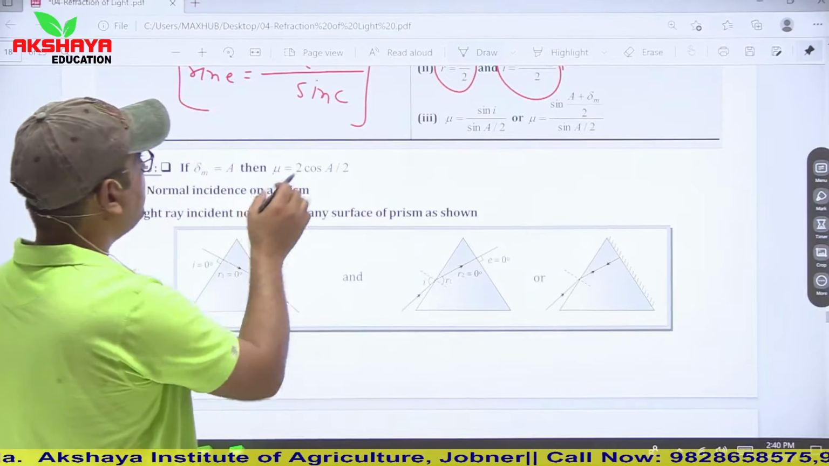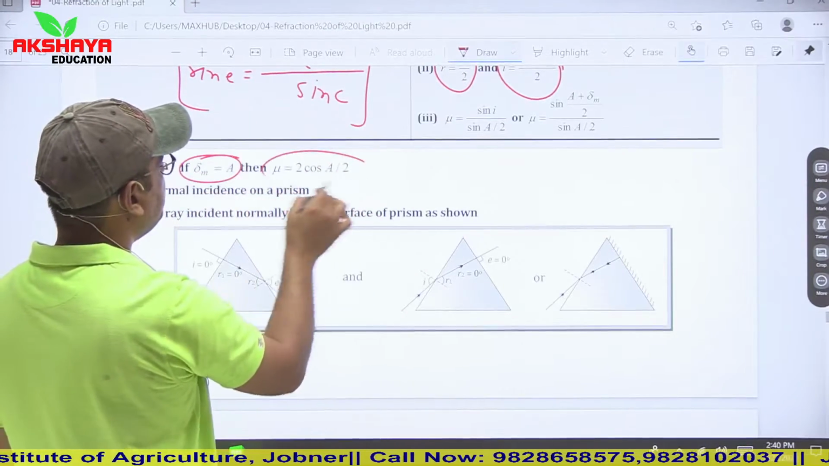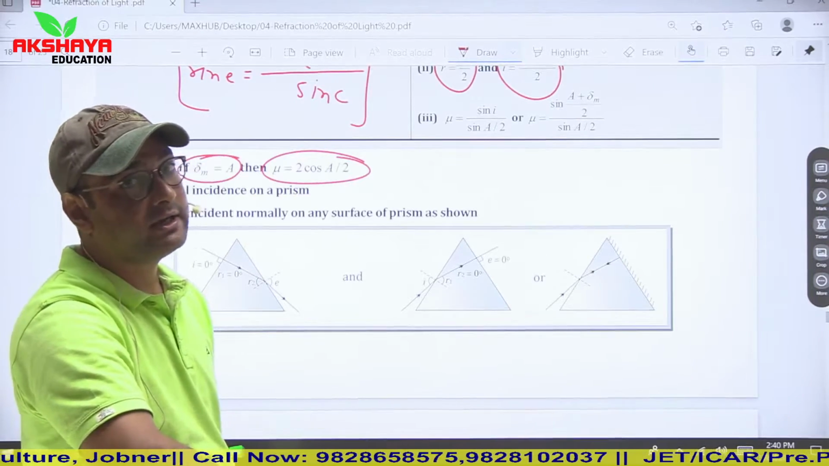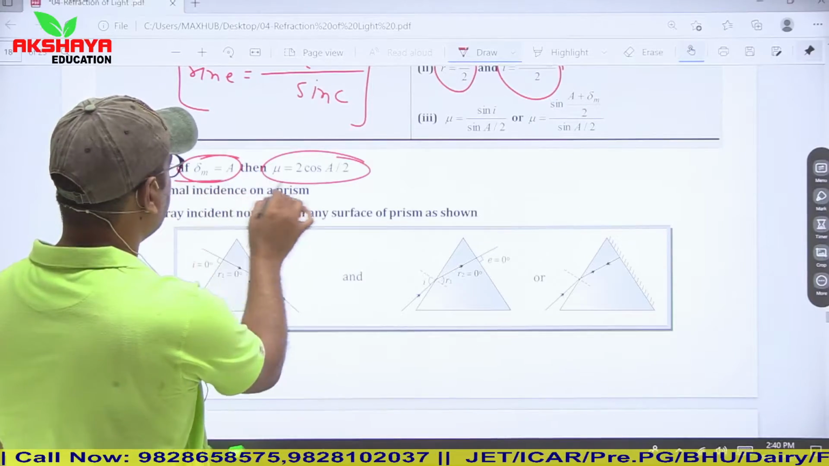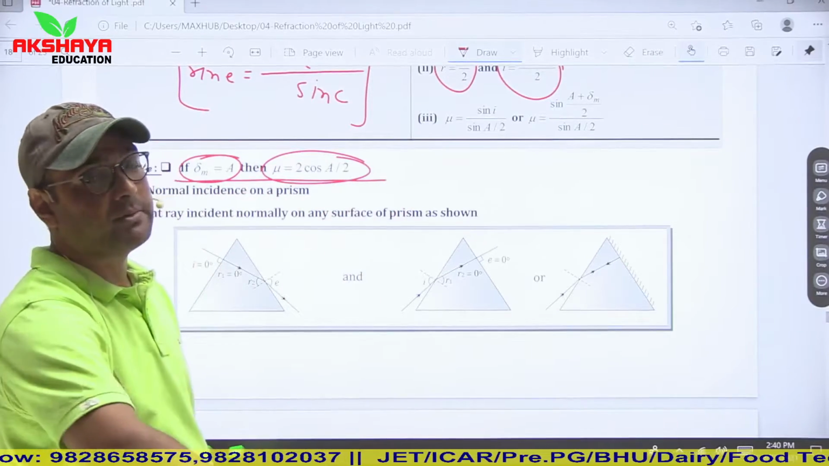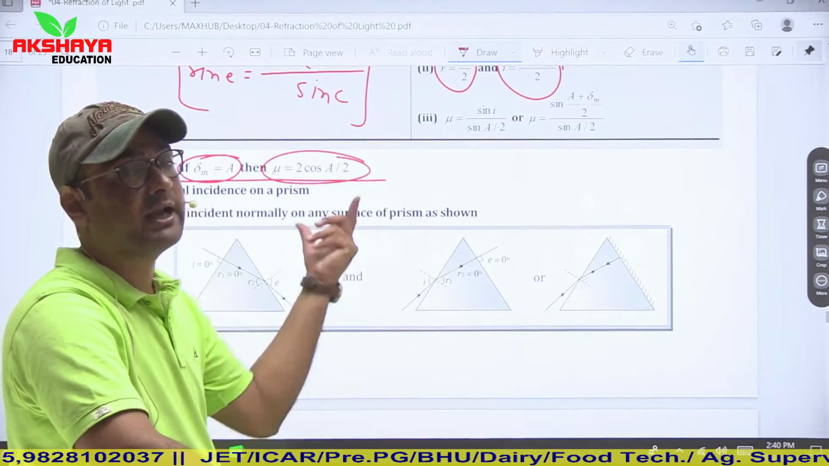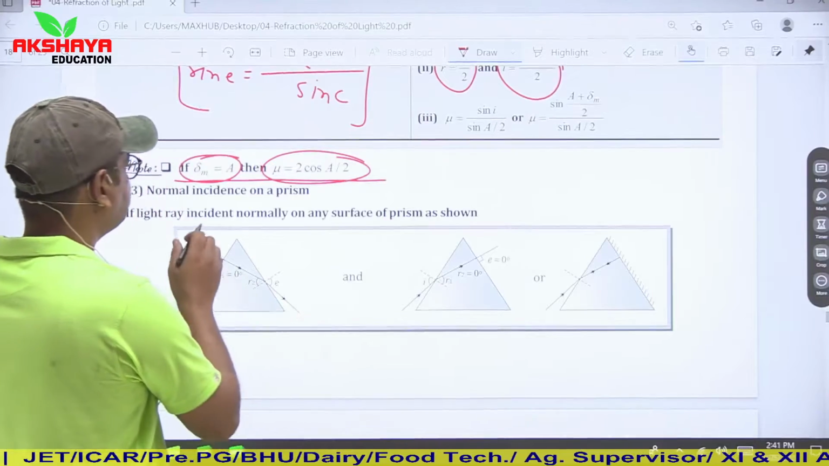If we say that del M is equal to A, then mu is equal to 2 cos A by 2. So this relation can be directly asked in any competitive exam: for minimum deviation, if minimum deviation is equal to the angle of prism, then what is the refractive index? It can be calculated by using the relation mu is equal to 2 cos A by 2.